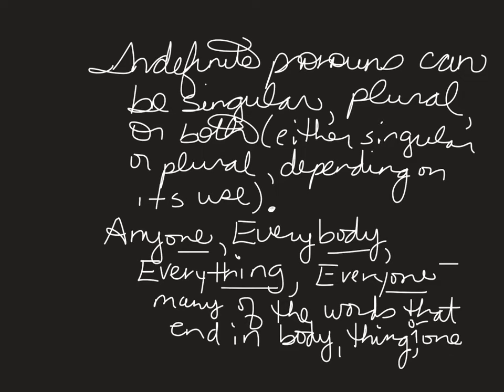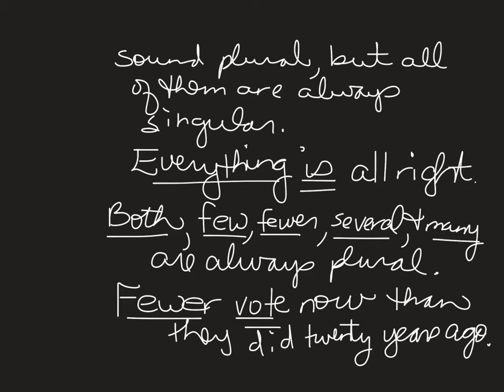First off, words like anyone, everybody, everything, and everyone. Any of these words that end in body, thing, or one may sound plural. Many of them do. But all of them are always singular. Look at the ending: thing, body, one. Here's an example. Everything is singular.